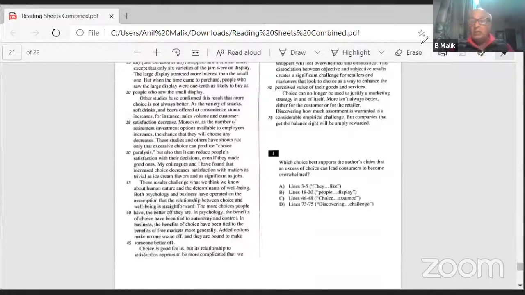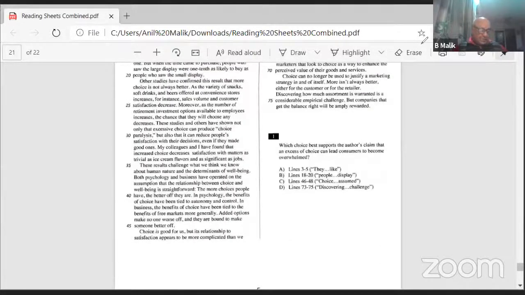The next question you can get is an evidence question, right? Now, how does an evidence question happen, sir? An evidence question is shown like this. Which choice best supports the author's claim that an excess of choice can lead consumers to become overwhelmed? How do I do this question, sir? I'll show you how I do it. I do it like this.